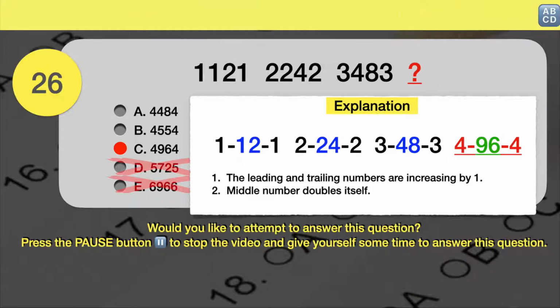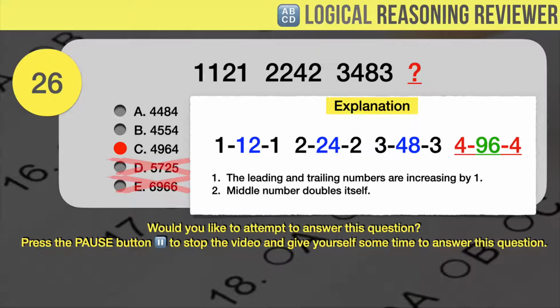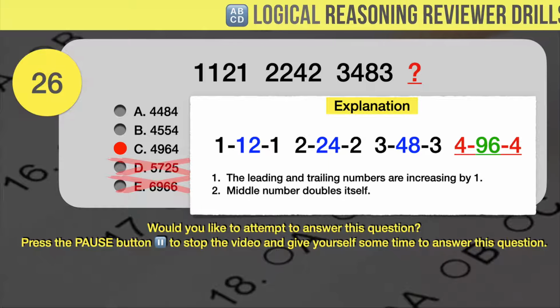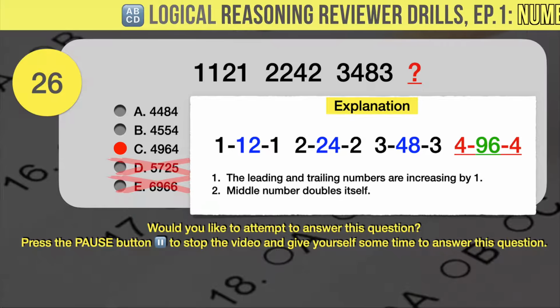The number in the middle appears to double itself in each step, as follows. 12 times 2 equals 24, times 2 equals 48. So the next middle number should be 48 times 2 equals 96. Therefore the next number combination in the sequence should be 4-96-4, or simply 4964.